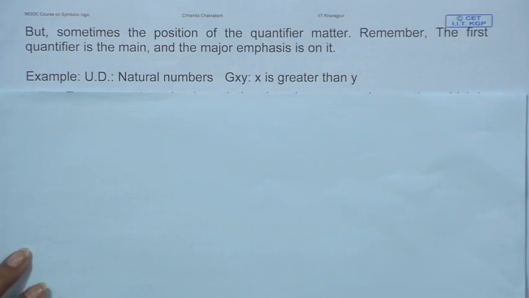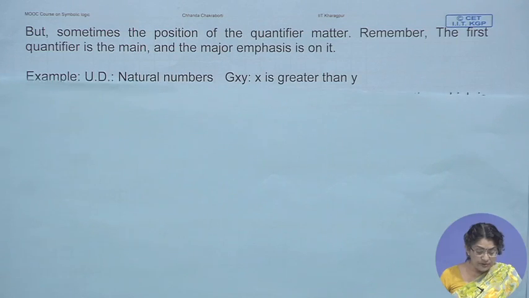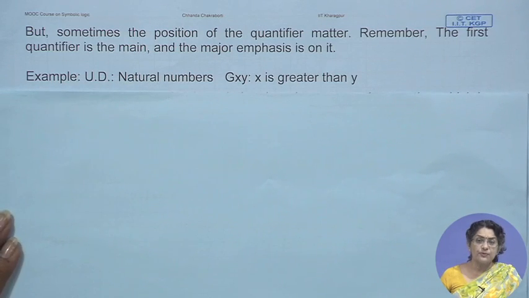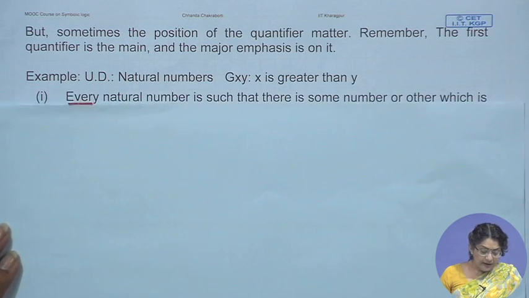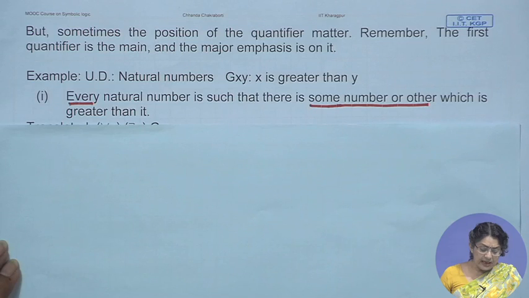Take a look. Again we have the same UD, natural numbers, and we have g x y, which is x is greater than y. There, if your sentence is every natural number is such that there is some number or other which is greater than it.